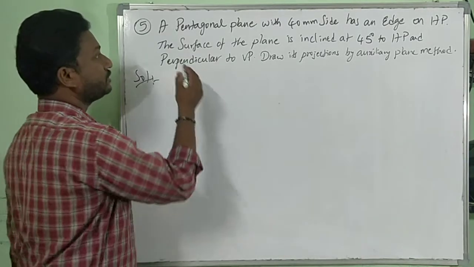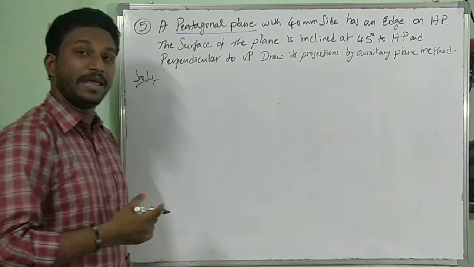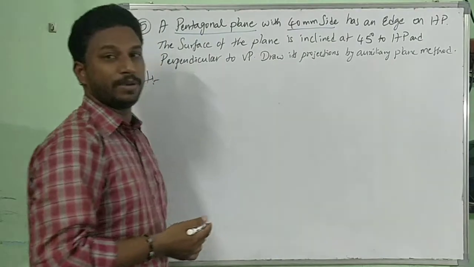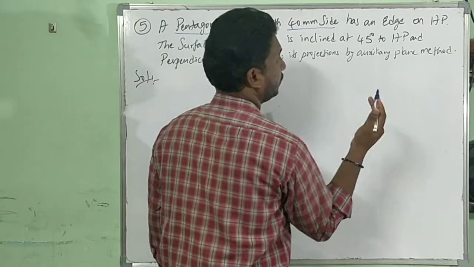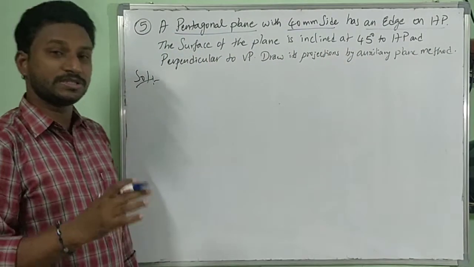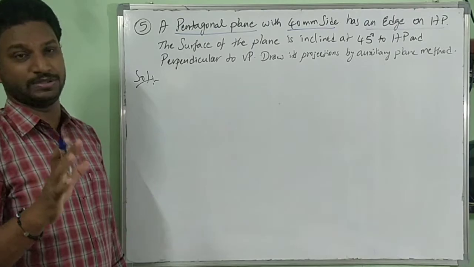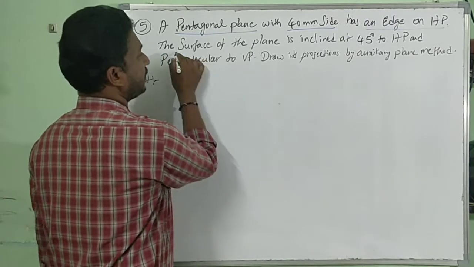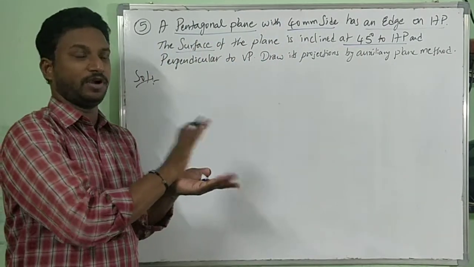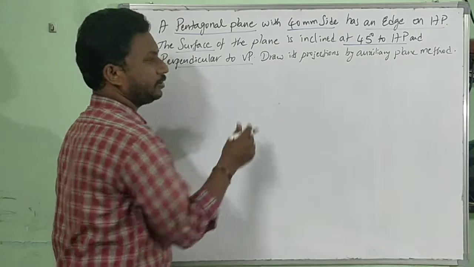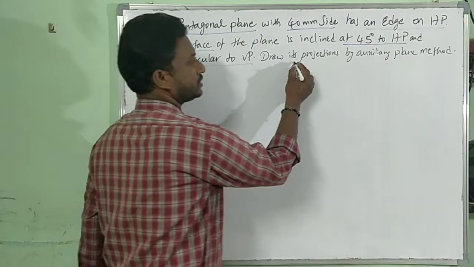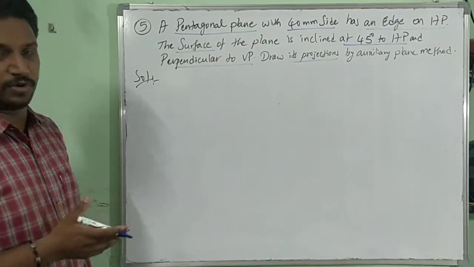Now coming to the question details, given plane surface is pentagonal plane, of dimension 40 mm side. Coming to location, has an edge on HP. Pentagon will have how many edges? 5 edges, 5 corners and 5 edges. Now plane surface is inclined at 45 degrees to HP and perpendicular to VP. When it is on HP, this surface is 90 degrees to VP. Draw its projections. Projections is nothing but drawing its front view and top view.